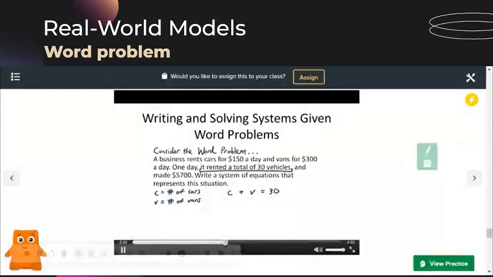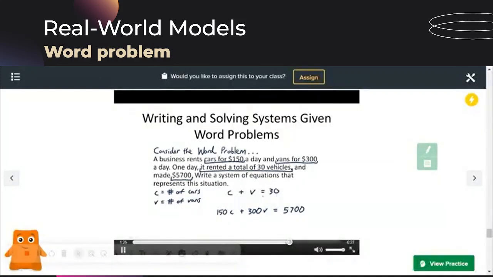The next thing we can say is that since the rental company made $5,700 and it gets 150 for each of the cars and 300 for each of the vans, that 150 times C plus 300 times V must have been equal to 5,700. Or that $150 per car plus $300 per van equaled the total amount of money made, which was $5,700.